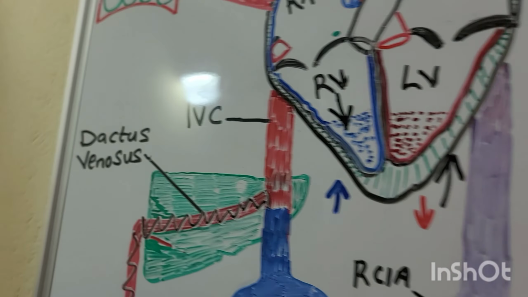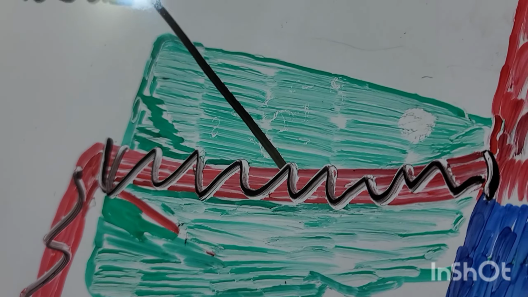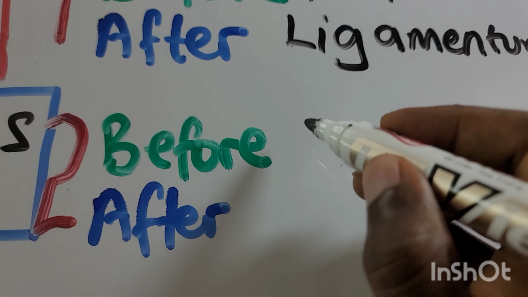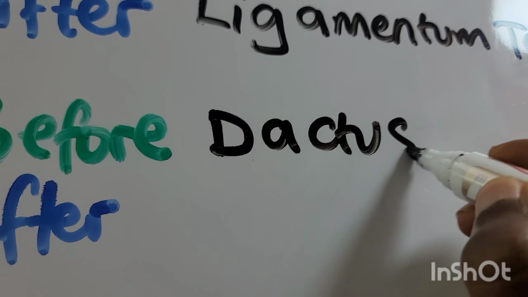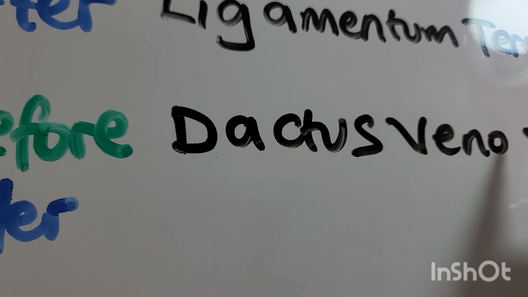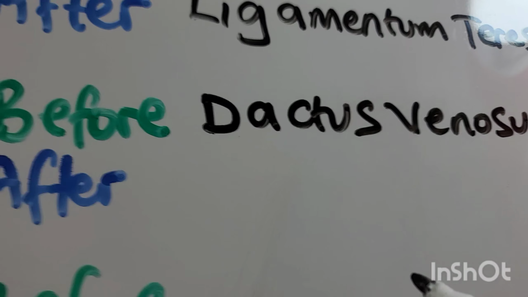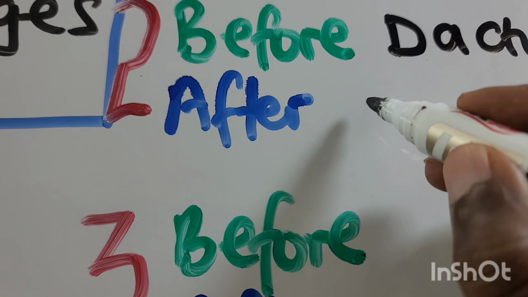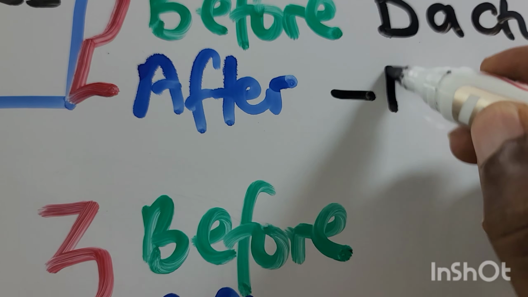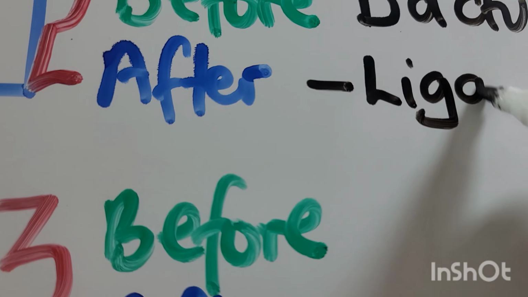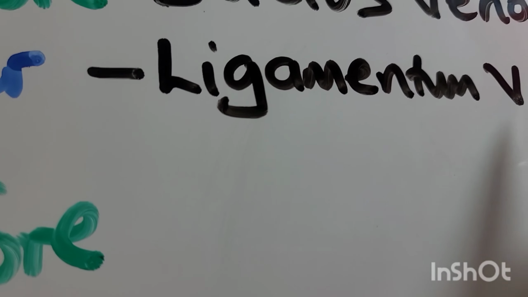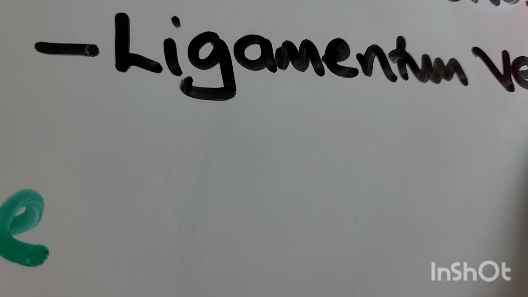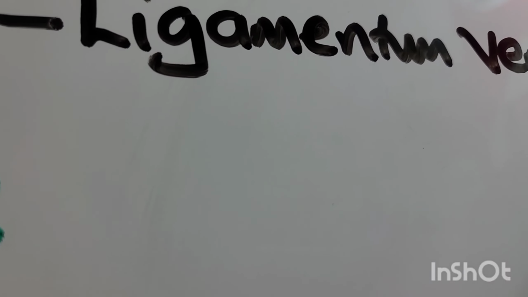The second one is going to be this beautiful structure here, which we are calling the ductus venosus. This ductus venosus, after birth, is going to be turning into what we call ligamentum venosum. Okay, ligamentum venosum.